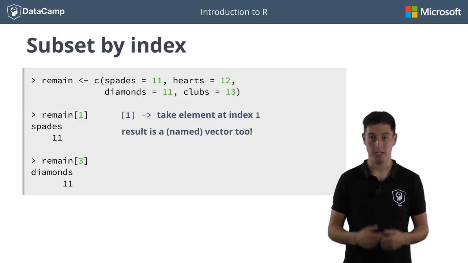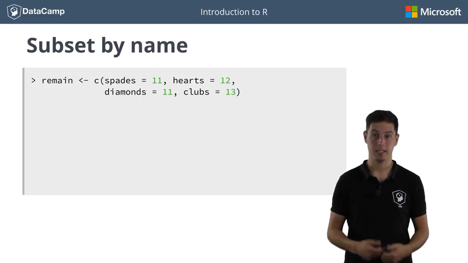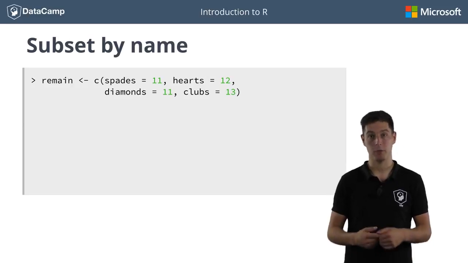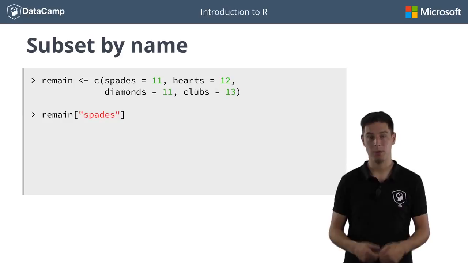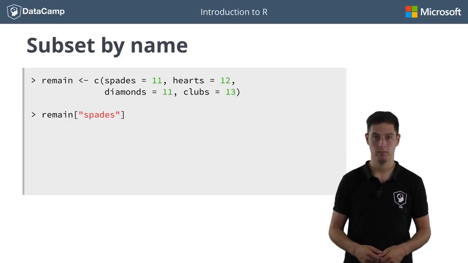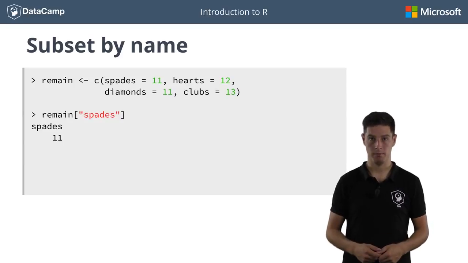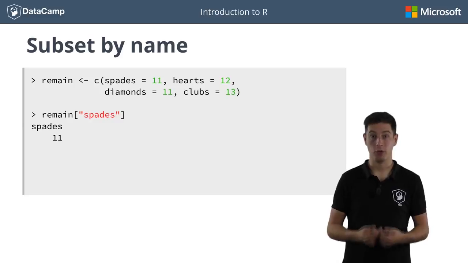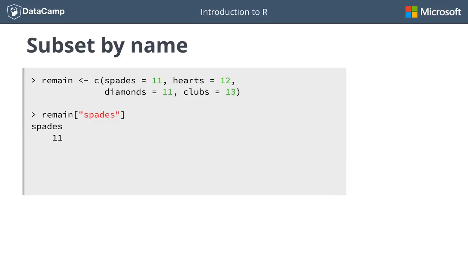This was subsetting using an index, but if you're dealing with named vectors, you can also use the names to perform the selection. Instead of using the index 1 to select the first element, you can use the name spades. You type remain followed by spades as a character string inside square brackets. The result is exactly the same as using the numeric index 1. Can you tell how you can refer to the third element in the vector with a name? You've probably figured out that you simply have to type diamonds inside square brackets this time.